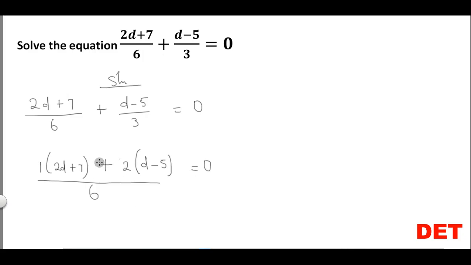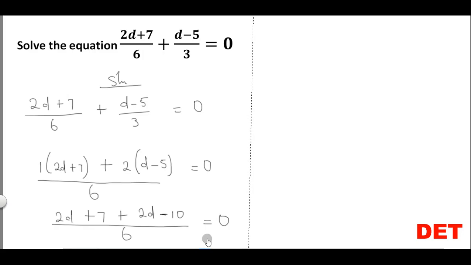If I open up the bracket, this is 1 times 2d, which gives us 2d, plus 1 times 7 gives us 7, plus 2 times d gives us 2d, minus 2 times 5, which is minus 10, all over 6 equal to 0. So what I have here is (2d + 7 + 2d - 10)/6 equal to 0.